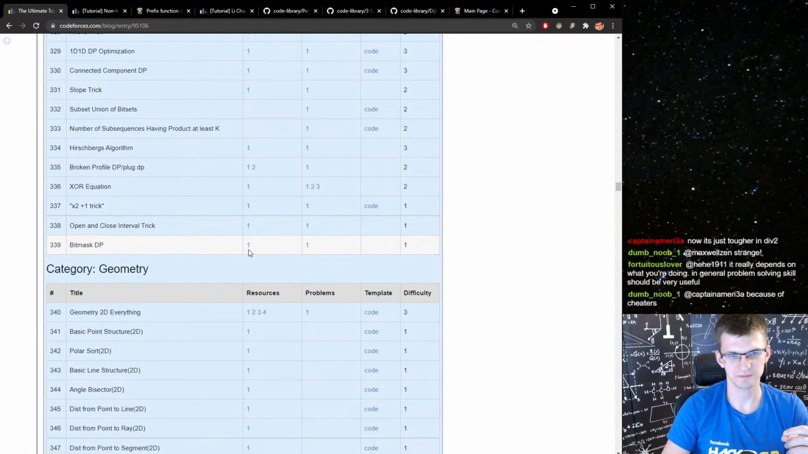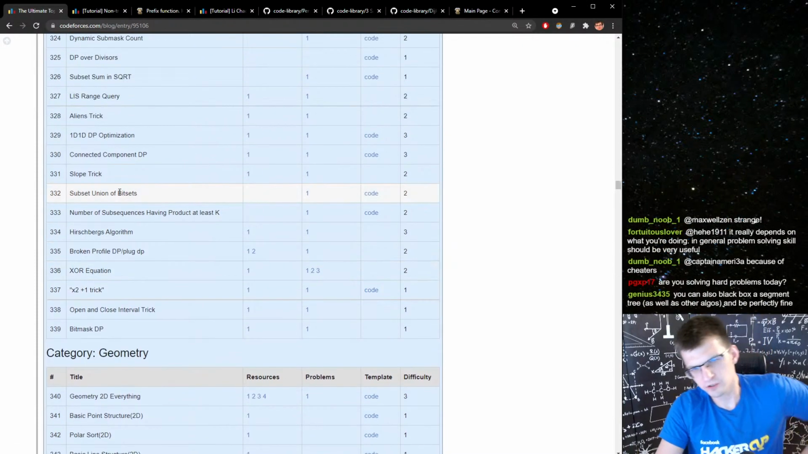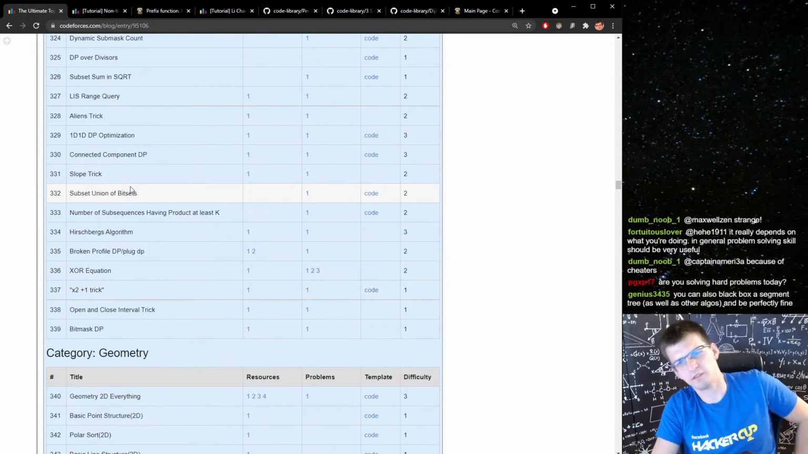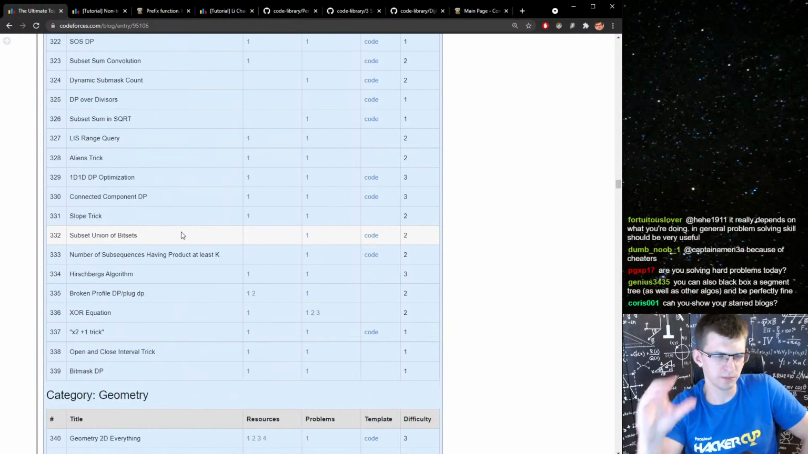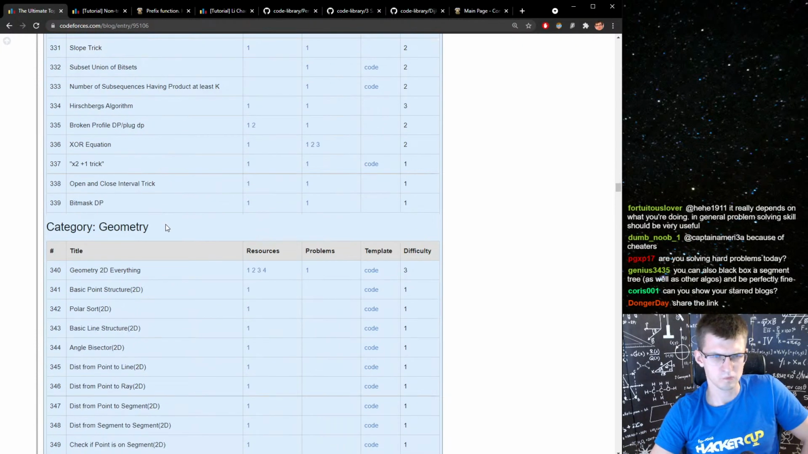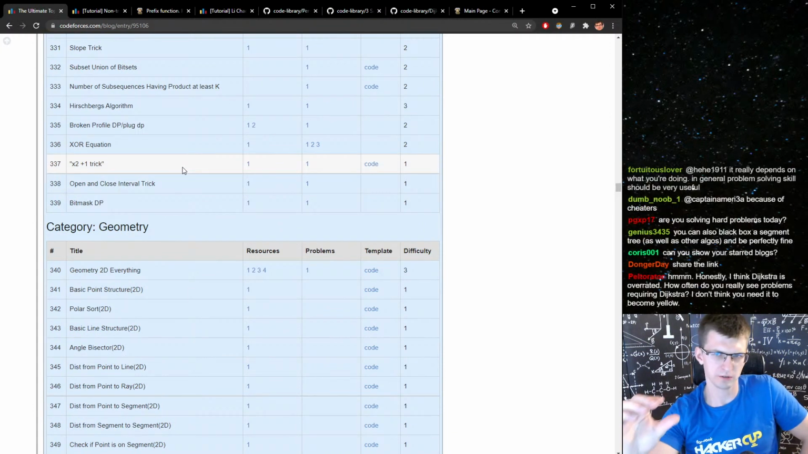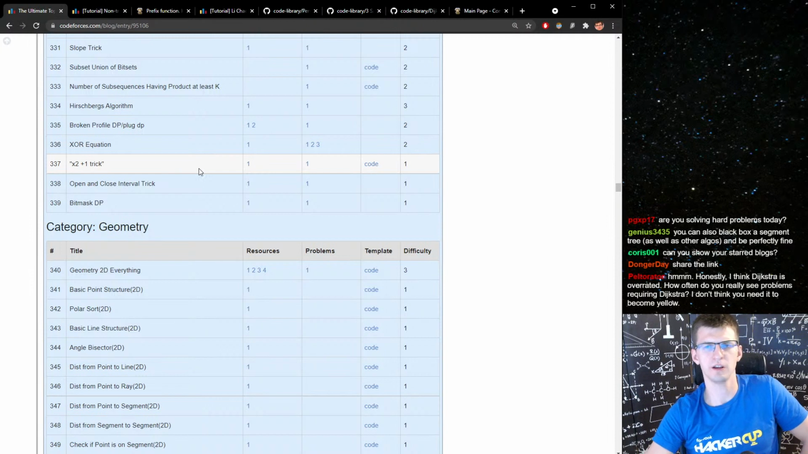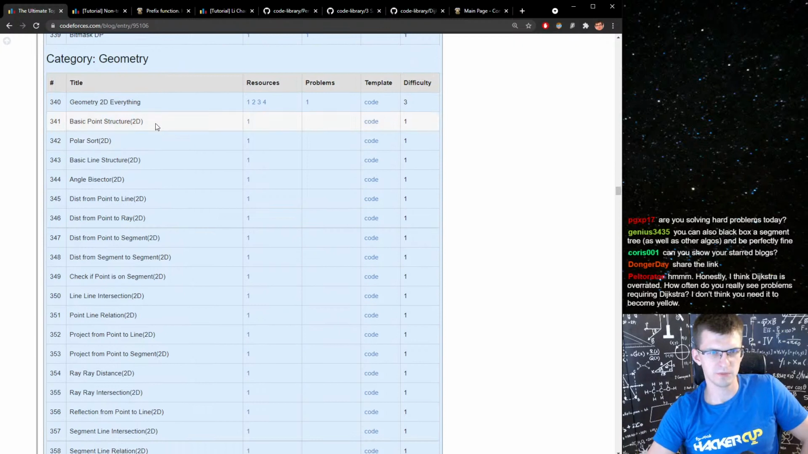Bitmask DP. I wonder if this list is sorted by anything. Shouldn't within one category everything be sorted by difficulty? I saw earlier that polynomials are next to each other, but maybe it wouldn't hurt to sort by difficulty 1, then 2, then 3. That might be better than the current look. Geometry.